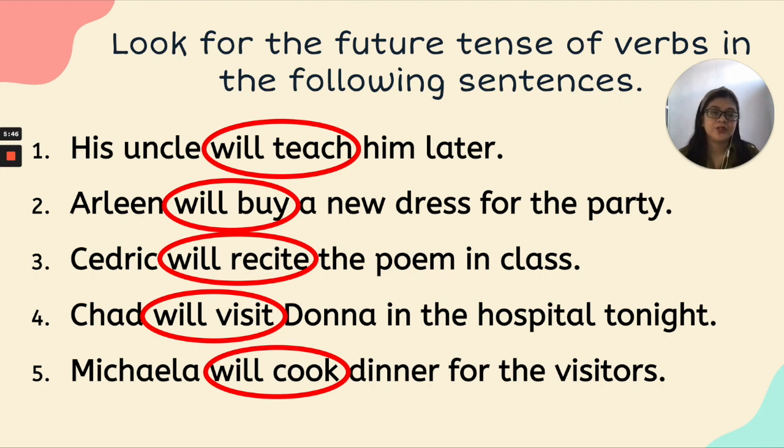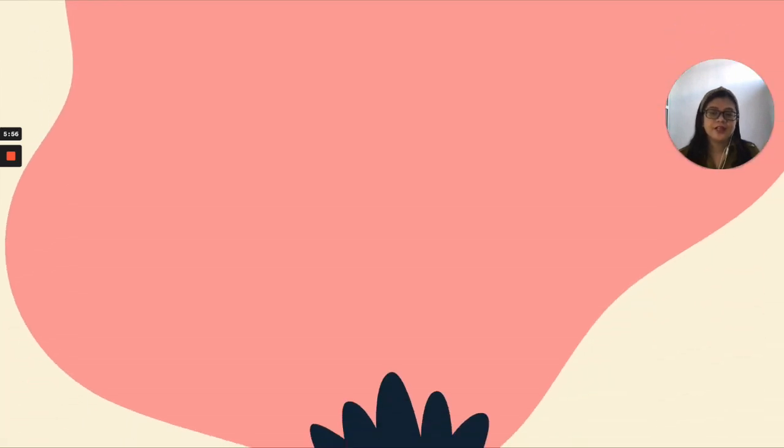And remember, when you circle or when you're asked to look for the future tense of verbs, you should include the helping verbs will and shall, like the one that we did here. Okay, so I hope everything is clear.